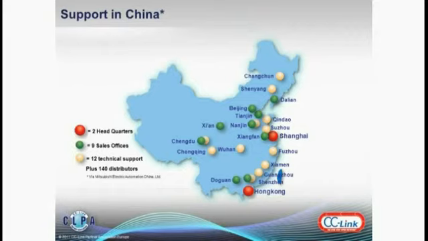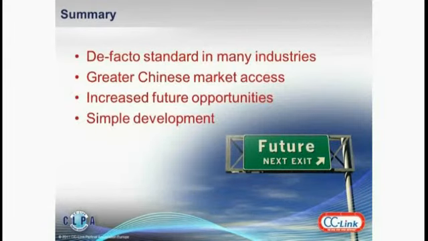So I think really from the point of view of the industrial and commercial areas, we've pretty much got the whole country covered. So to summarize this section, I think we can agree that CC-Link has indeed become a de facto standard in many industries, and how this will translate into opportunities in the Chinese market. Of course, it's also going to mean greater Chinese market access. If you're developing CC-Link and you can see that there's companies in that market who are looking to use CC-Link, then obviously that gives you greater market access, but also it increases your future opportunities as a company. And finally, as we've seen, the development path for CC-Link is arguably simpler than with some other networks that you may consider.